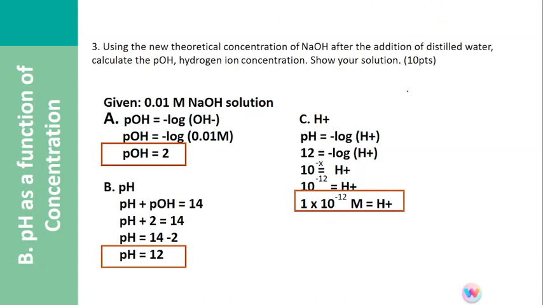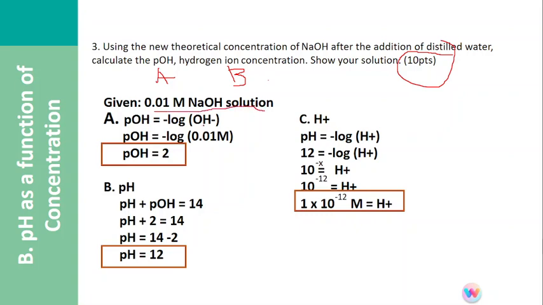Next, for your question number 3, using the new theoretical concentration of your sodium hydroxide after the addition of distilled water, you have to calculate the pOH. Okay, A lang natin yan. The hydrogen ion. And then you have to show your solution because it will be equivalent to 10 points. Okay, given is that 0.01 molar of sodium hydroxide solution.